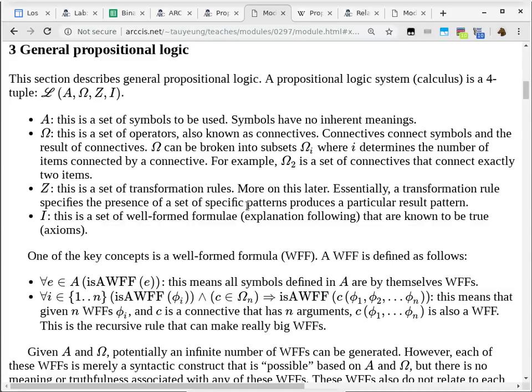Implication needs 2 things. If and only if needs 2 things. Okay? So that's what omega is about. It's a bunch of operators. So between alpha and omega, you can now generate expressions. Okay, so I'll give you an example.